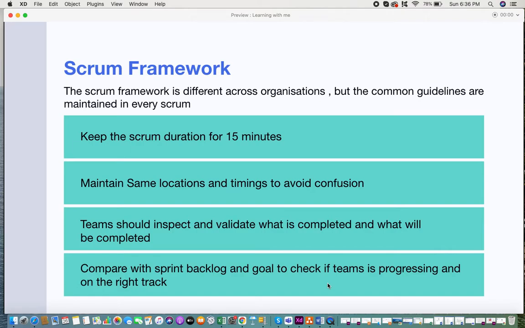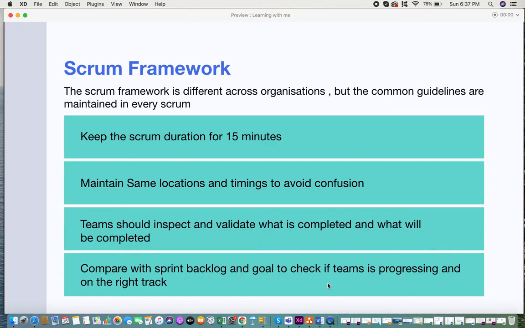Also, teams should inspect and validate what is completed and what will be completed. So no matter which time or which location you're conducting the Scrum, every Scrum team of every organization would inspect and validate and see what has been completed and what needs to be completed when comparing it with the sprint backlog. The next one is compare it with a sprint backlog and goal to check if the team is progressing and on the right track.